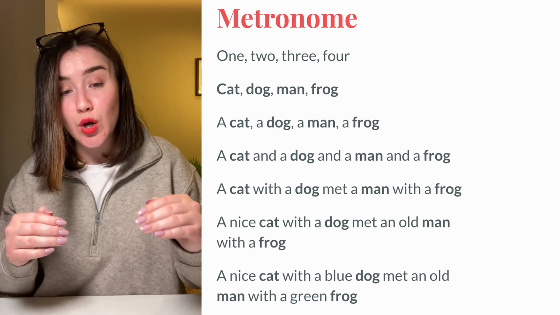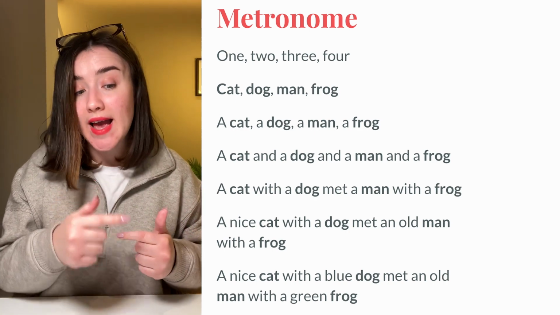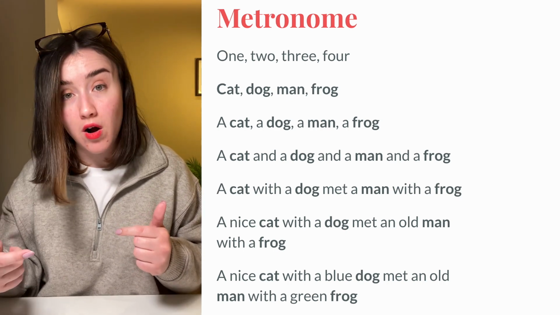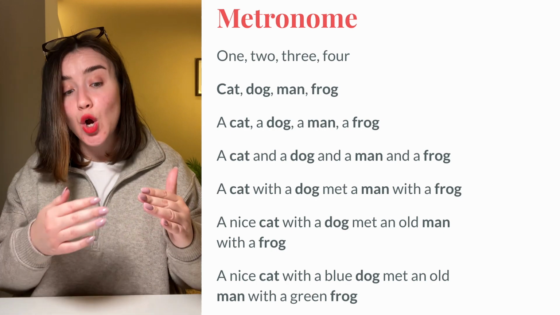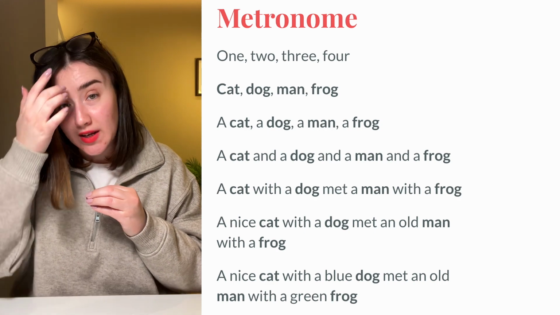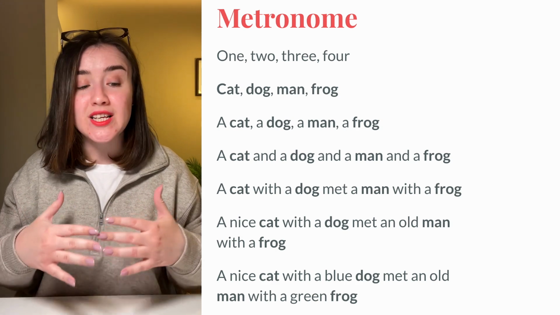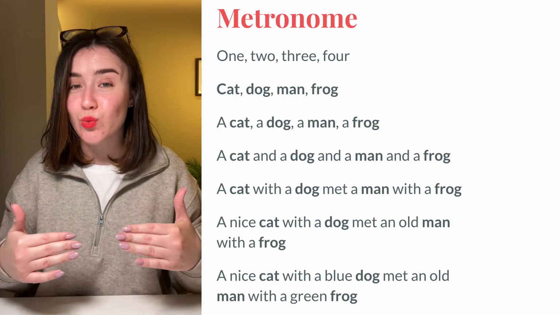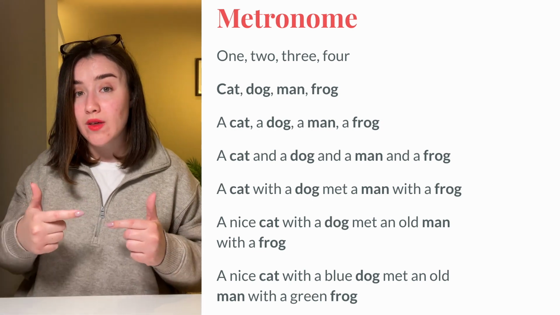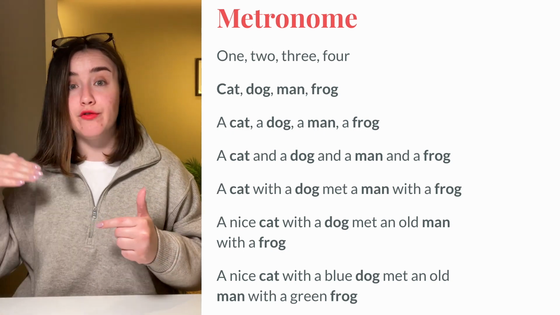A nice cat with a dog. A nice is going to be smaller because I don't have that much time. A nice cat with a dog met an old man with a frog. Okay? A nice cat with a blue dog met an old man, met an old, right? We're going to have flap T's in all of those. Met an old man with a green frog. Okay? So I'm still stressing the content words, the most important nouns in the sentence. A nice cat with a blue dog met an old man with a green frog.